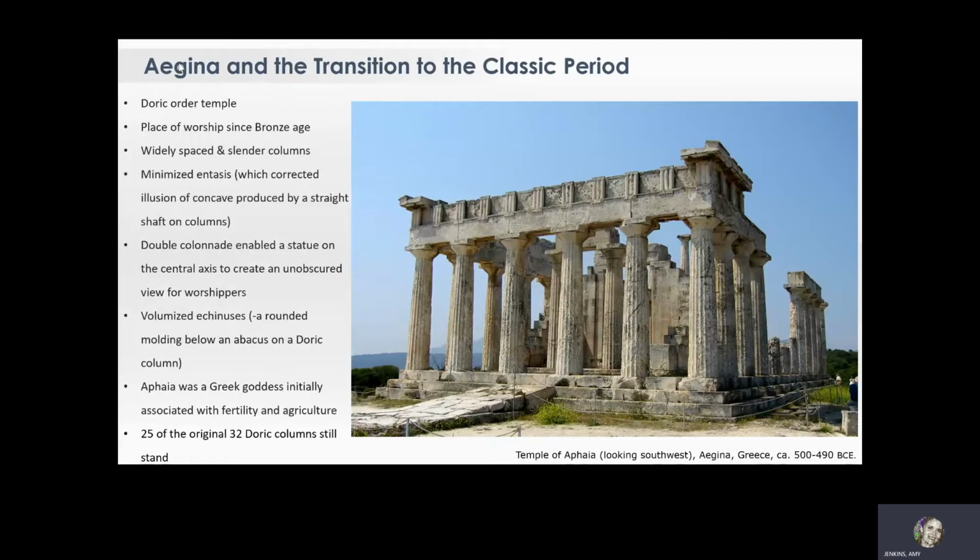They minimized entasis, which corrected the illusion of concavity produced by straight-shafted columns, so they got fatter in the middle. Double colonnade enabled a statue on the central axis to create an unobscured view for worshippers. There were volumized echinus, which is a rounded molding below an abacus on a Doric column. Aphaea was a Greek goddess, initially associated with fertility and agriculture. 25 of the original 32 Doric columns still stand.